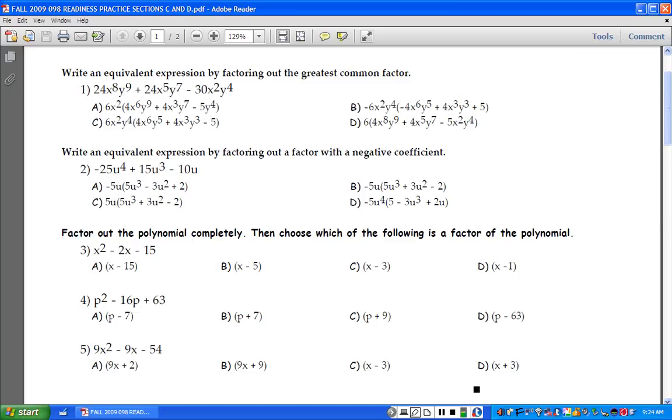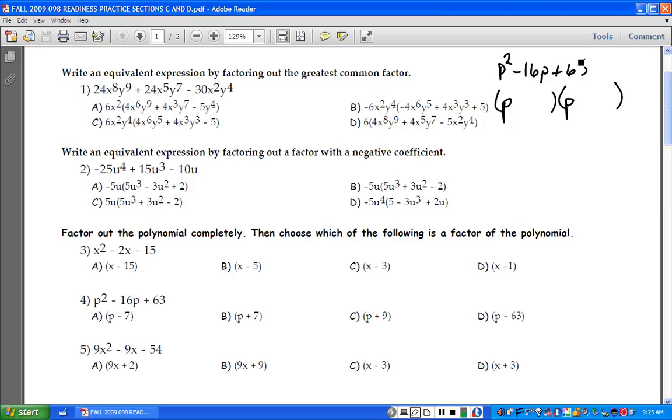Alright, number 4, we have p squared minus 16p plus 63. Once again, we know the p squared is our first term, so we have something in the first position here times something in the first position in the next binomial has to give us p squared, so we know that's p times p. P times p, first position, first position gives us our first position.